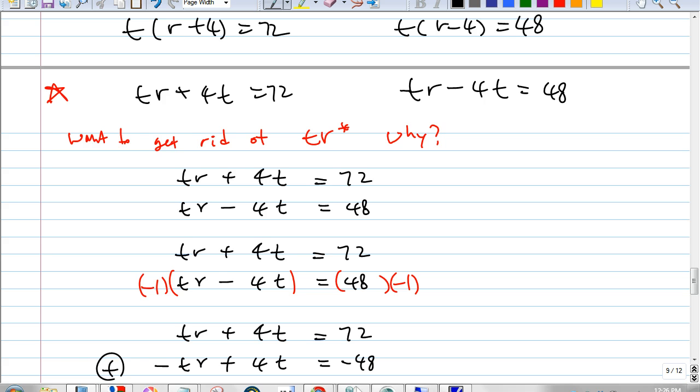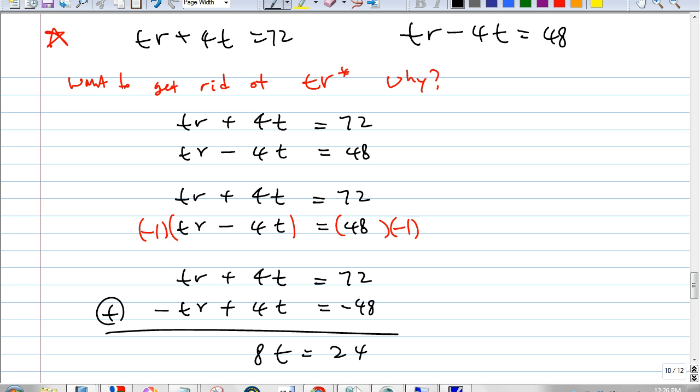Right? Now, guess what we're going to do? Are we ready to add? Yeah, do you see how we want to get rid of the tr's? In this way, you will get one equation with how many variables? 1. Would you not get 8t equals 24? Do you see why I wanted to go over this question? Because if you get rid of 4t, because it's nicely set up for addition right in the very beginning, you will not be able to solve the equation. You would not be able to get the solution.